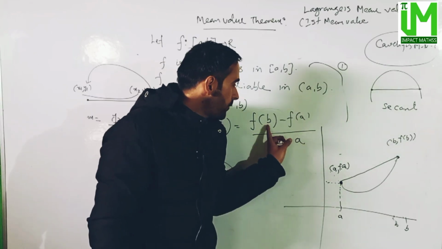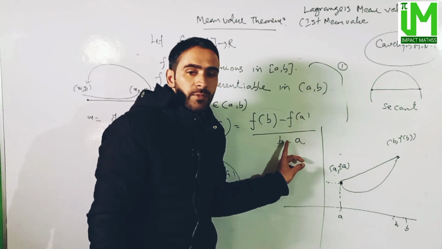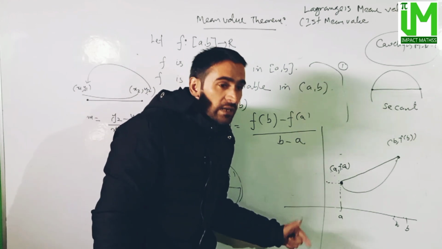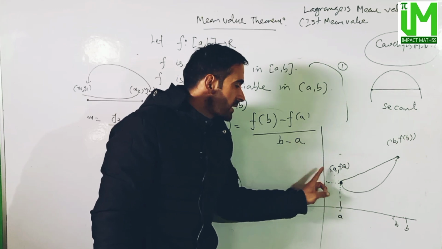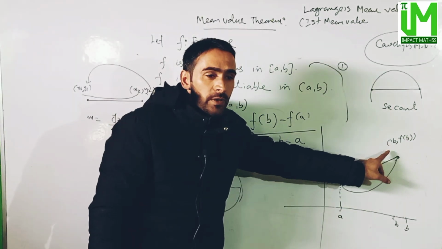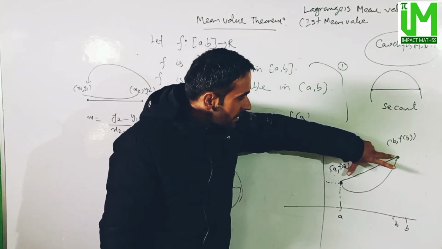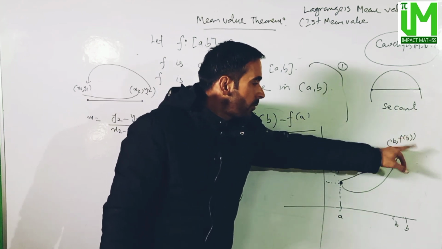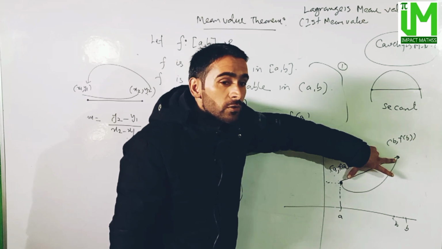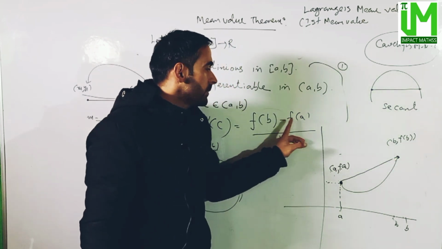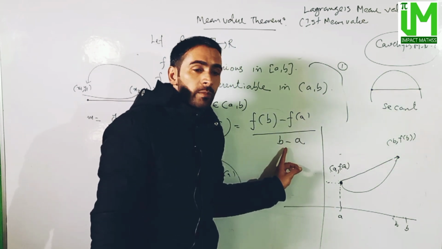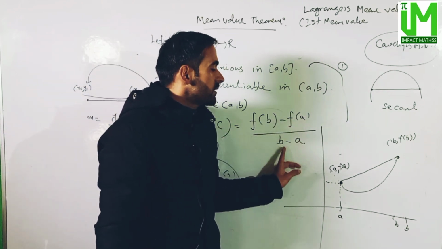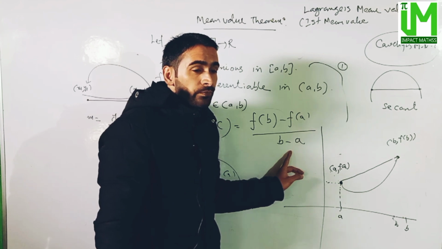That is, f of b minus f of a divided by b minus a is the slope of the secant line joining the end points a, f of a and b, f of b. So this line joining a, f of a and b, f of b has slope f of b minus f of a divided by b minus a. Now we have f dash of c is equal to f of b minus f of a divided by b minus a. What does this mean?